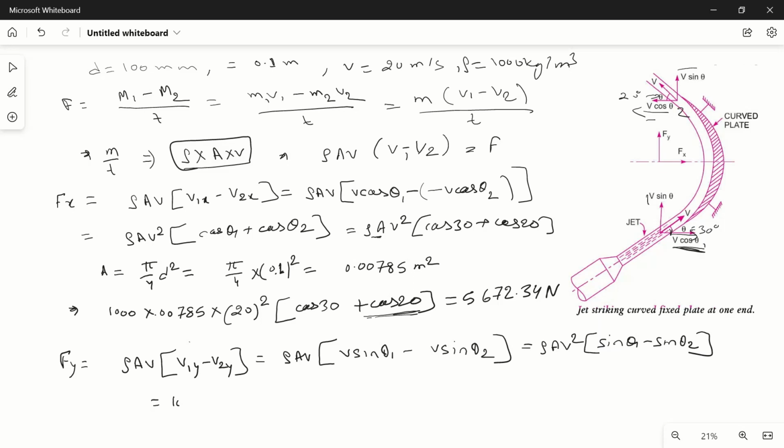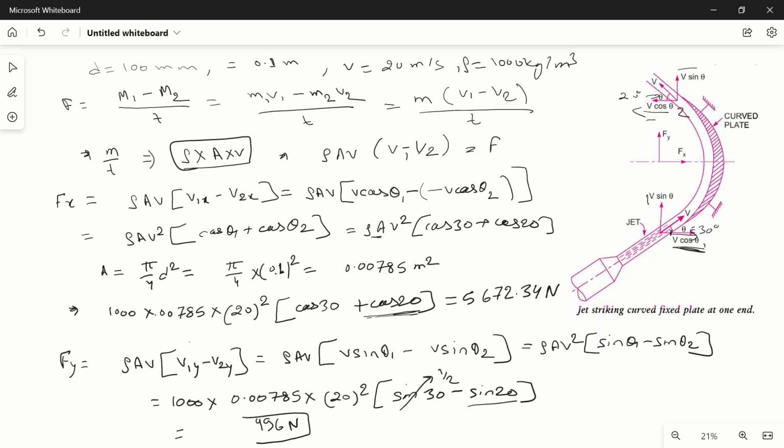So if we put the values, 1000 into area 0.00785 into v, which is 20 squared, into sin 30 minus sin 20. The value of sin 30 is 1 by 2, and we calculate sin 20 from the calculator. If you calculate these two values, you will find the force is equal to 496 Newton. So we have calculated the forces in the x and y directions.